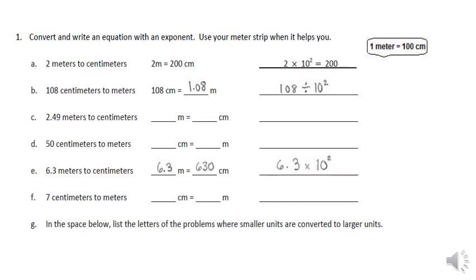Question 1 says convert and write an equation with an exponent. Use your meter strip when it helps you. Instead of a meter strip, I like to teach them a mnemonic to help them remember. It goes like this: King Henry doesn't usually drink chocolate milk. These are all the different prefixes for the metric system. It starts over here to the left with kilo, which means thousand. We have hecto and deca, which are measurements not used very often, but we need them there for placeholders.